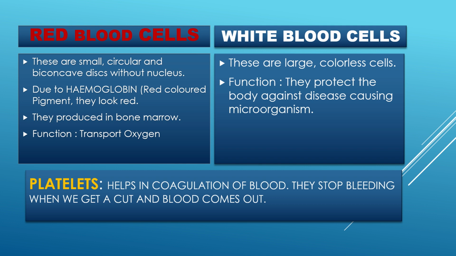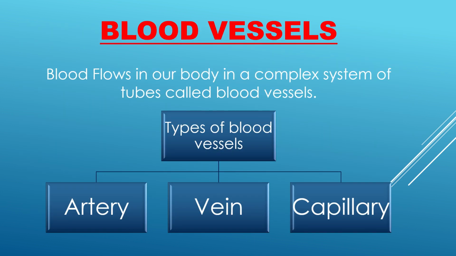Now, the second component of the circulatory system, that is blood vessels. Blood vessels are pipe-like structures, or we can say tubes, and blood flows in our body in a complex system of tubes called blood vessels. There are three types of blood vessels: arteries, veins and capillaries.